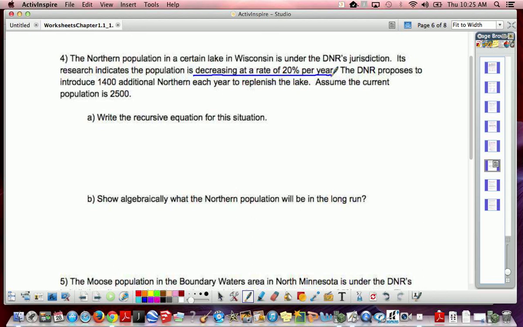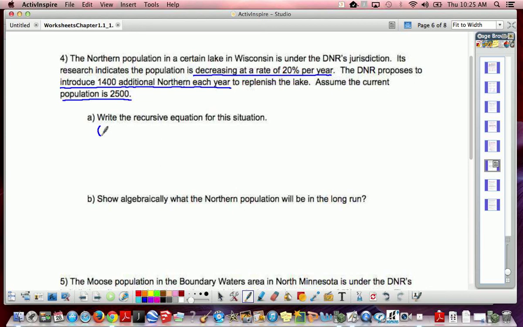The DNR proposes to introduce 1,400 additional northern each year to replenish the lake. Assume that the current population is 2,500. So I'm underlining some key pieces that are going to help me with part A here, which is to write the recursive equation for this situation.